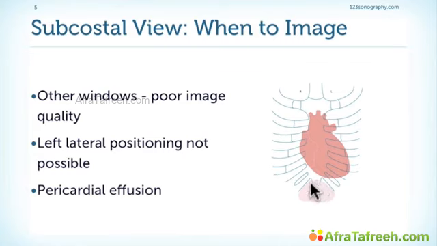You can use the subcostal window in particular in situations where the other windows provide no or poor image quality. And as already mentioned, if the patients cannot rotate into a left lateral position, and it should be used in all patients where you assume or believe or want to exclude a pericardial effusion.